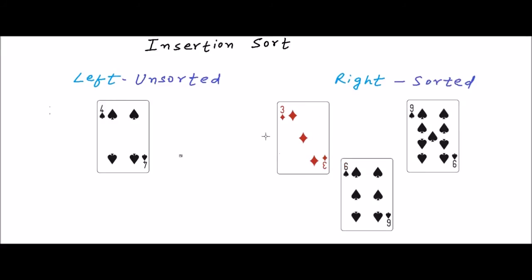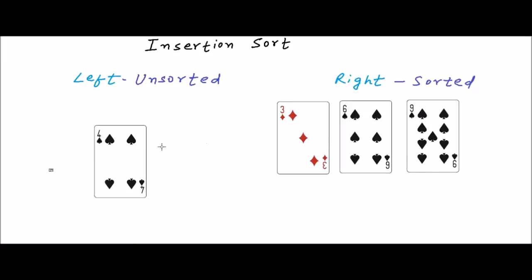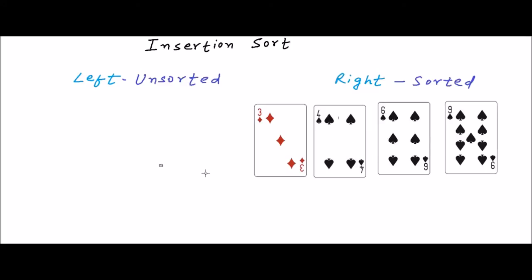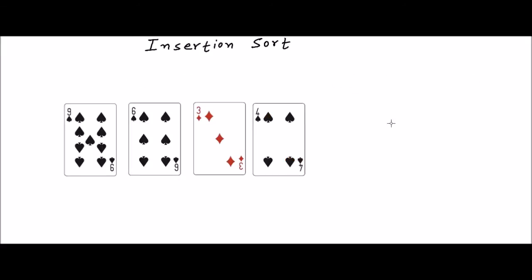Now when we take 6 to the right hand, it will have to be inserted between 3 and 9. And now the last card that we will pick will be 4, and 4 will have to be inserted between 3 and 6 in the right hand. And finally we will have a sorted arrangement in the right hand. I have used 2 hands here, but if you see, this can be done in one hand also. The idea is pretty simple.